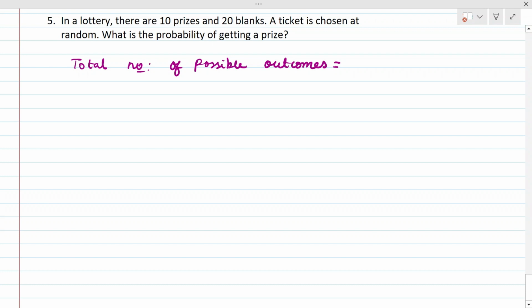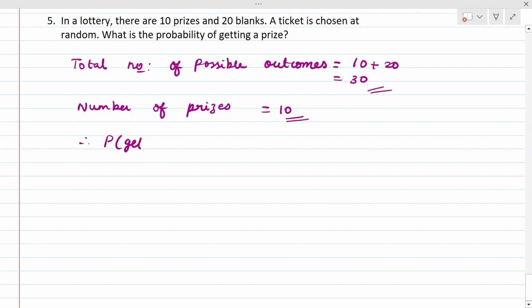How many possibilities are there? 10 plus 20, therefore 30 possibilities. These are the total outcomes. How many prizes are there? 10 prizes. This is our required, and this is the total possible outcome. Therefore, the probability of getting a prize is equivalent to 10 by 30.